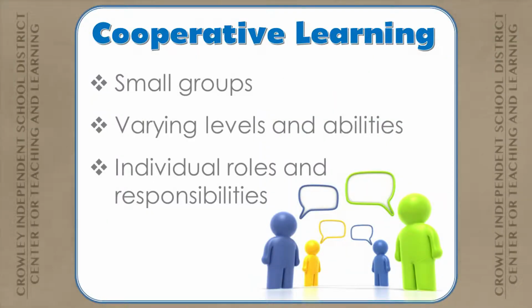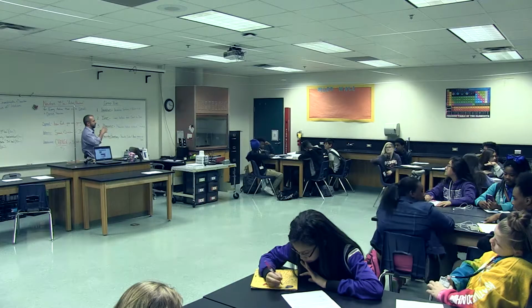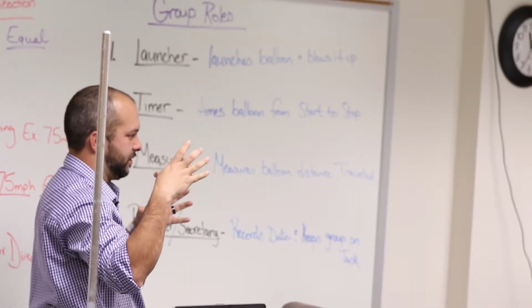Assigning individual roles within cooperative learning groups is an effective strategy to raise the level of accountability and keep students authentically engaged in the learning. For this science experiment, the students choose between launcher, timer, measurer, and recorder. Number 1, we need a launcher. The launcher's job is to blow up the balloon to different sizes. You're going to have 3 small trials and 3 large balloon trials.